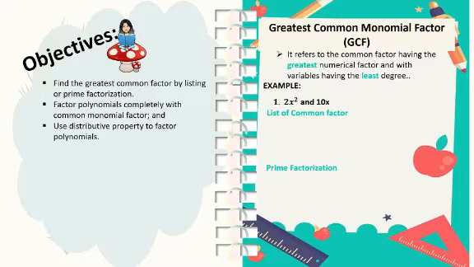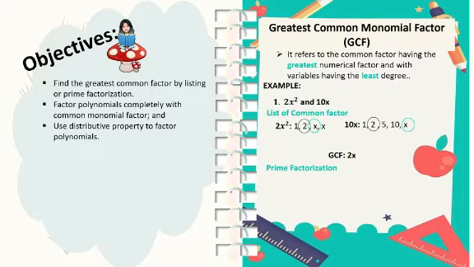Here, in 2x squared and 10x, first we're going to find the factors of 2x squared. We have 1 times 2 times x times x. So here are the factors of 2x squared. In 10x, we have 1 times 10, 5 times 2, and x. So here are the factors of 10x. So we're going to find the greatest numerical factor here, which is 2, and find the least degree of variables, which is the x. So our GCF now is 2x.